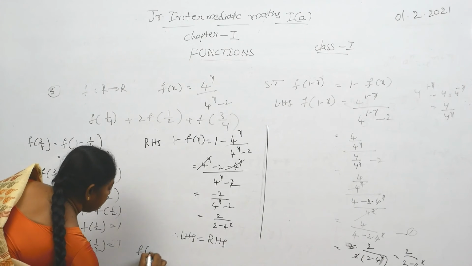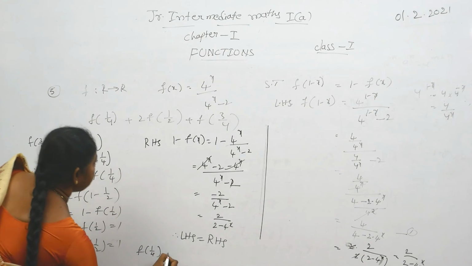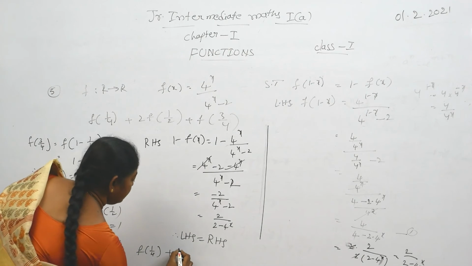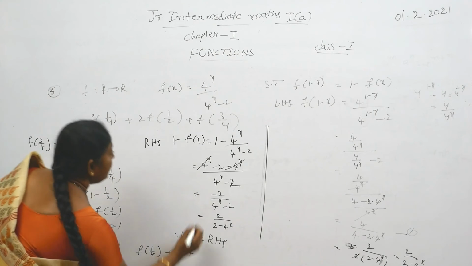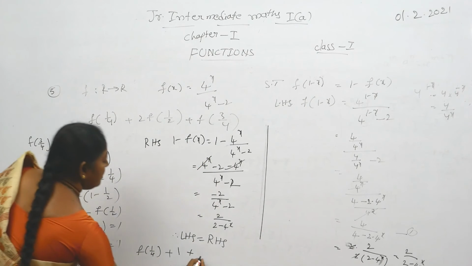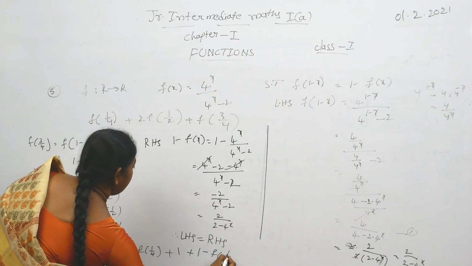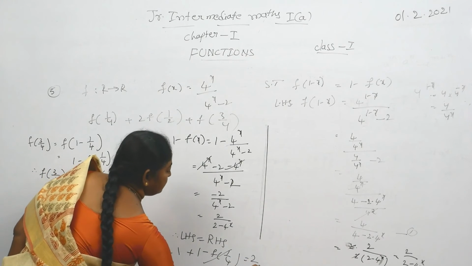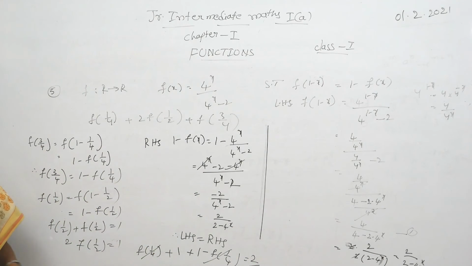So f(1/4) + 2f(1/2) = 1 + f(3/4) = 1 - f(1/4). So these two cancel. So the answer is 2.